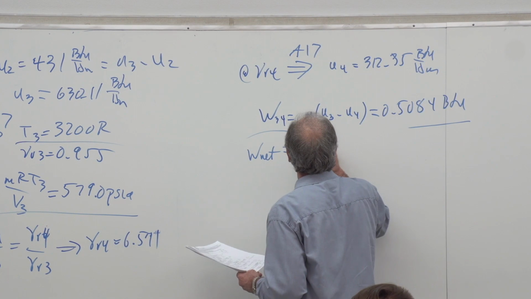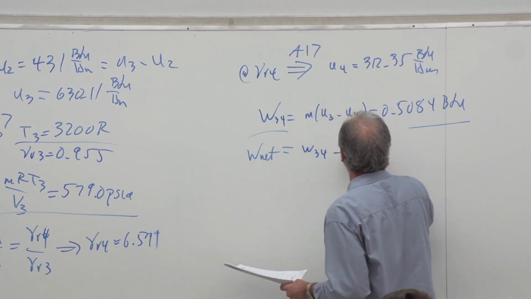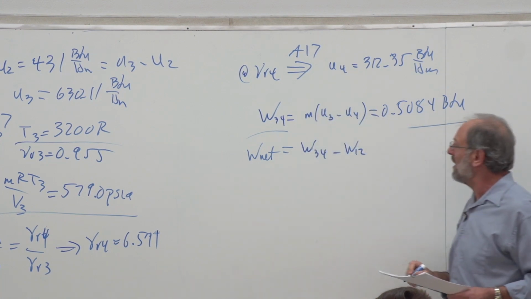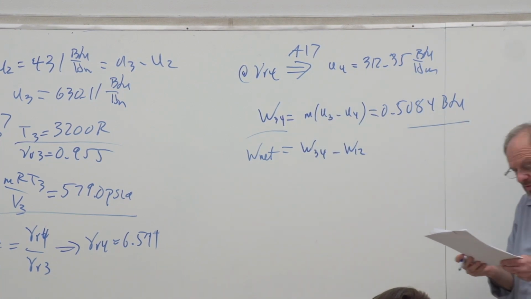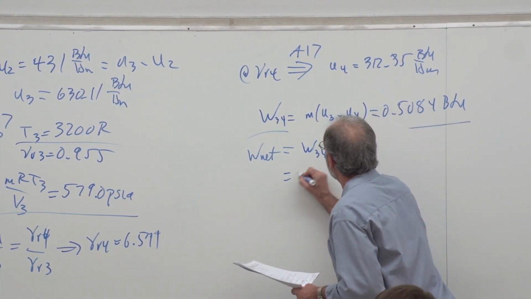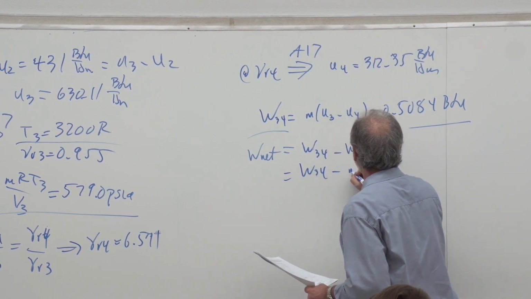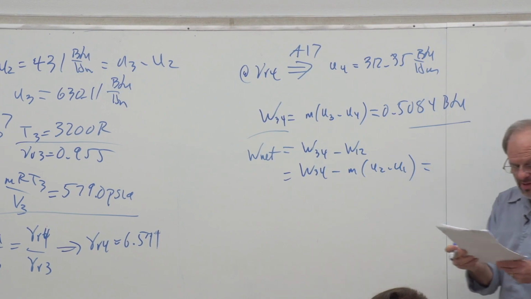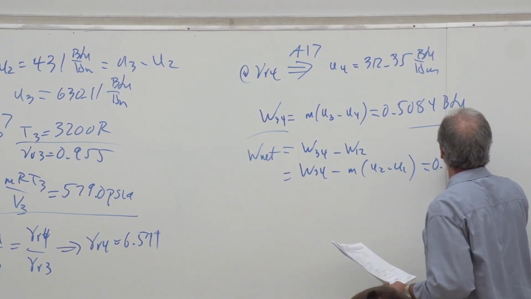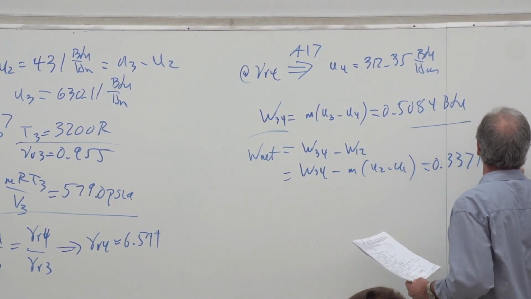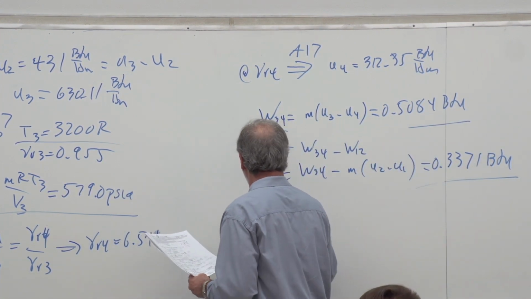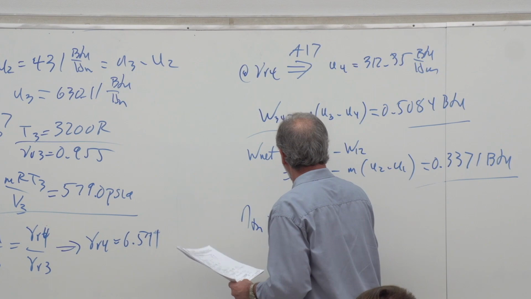And then you're also asked to find the net work output. And that's just going to be the difference between the work out and the work in. So the work out from 3 to 4 we found directly above. The work in is just going to be the mass times U2 minus U1. So again, factor in the numbers. I get 0.3371 BTUs.